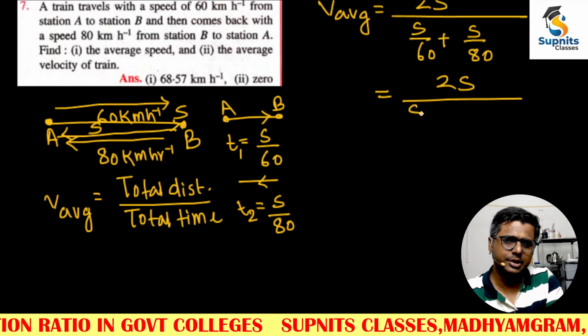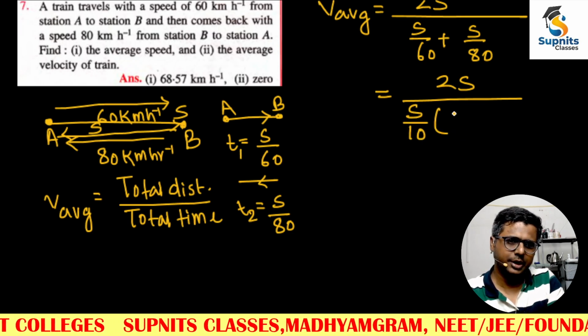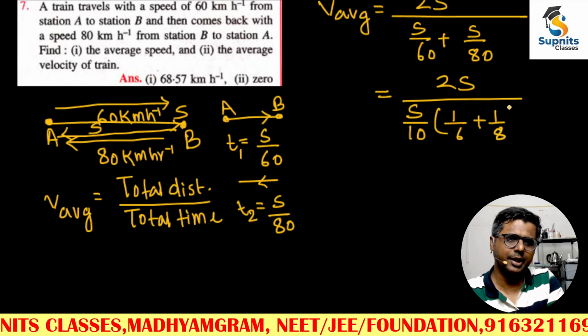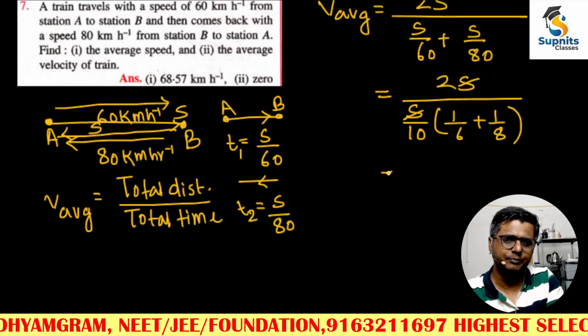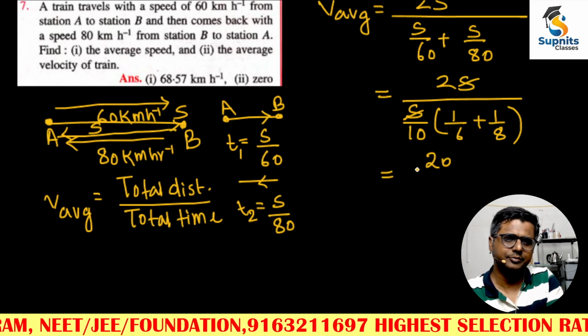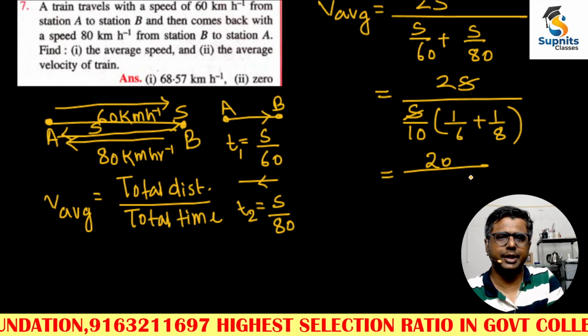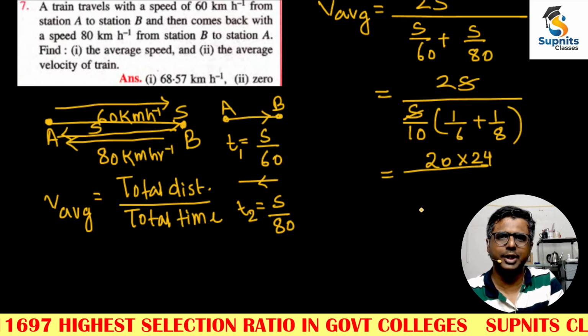So this is 2S. Here if you see, I can take S by 10 common. Here then 1 by 6 plus 1 by 8. S and S get cancelled out. This 10 will go up and become 20. Here 6 and 8 have an LCM of 24. I can take this as numerator.